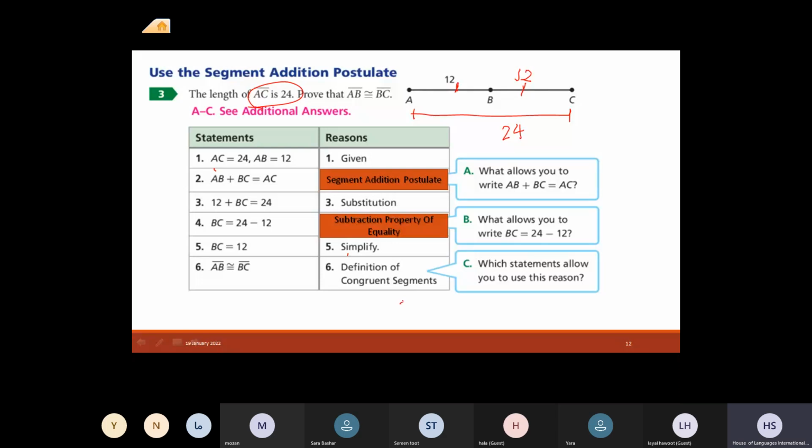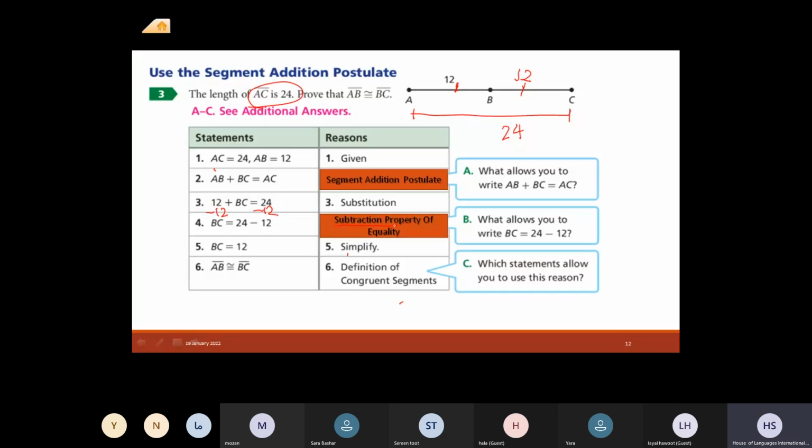Then the next one. Okay, BC. So I will subtract 12 from here. Subtract 12 from here. Because I subtracted the 12 from both sides, what do I use? You use the subtraction property of equality, from here and from here, in order to find BC. Then after that, what do I find now? I found that BC is 12.